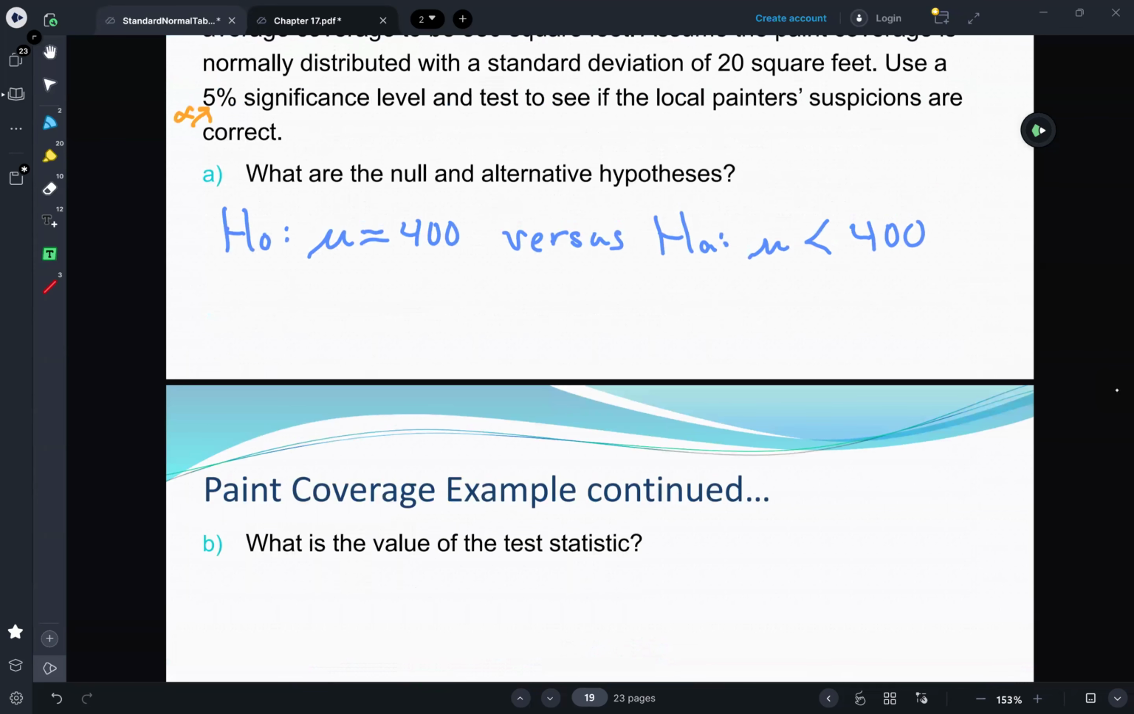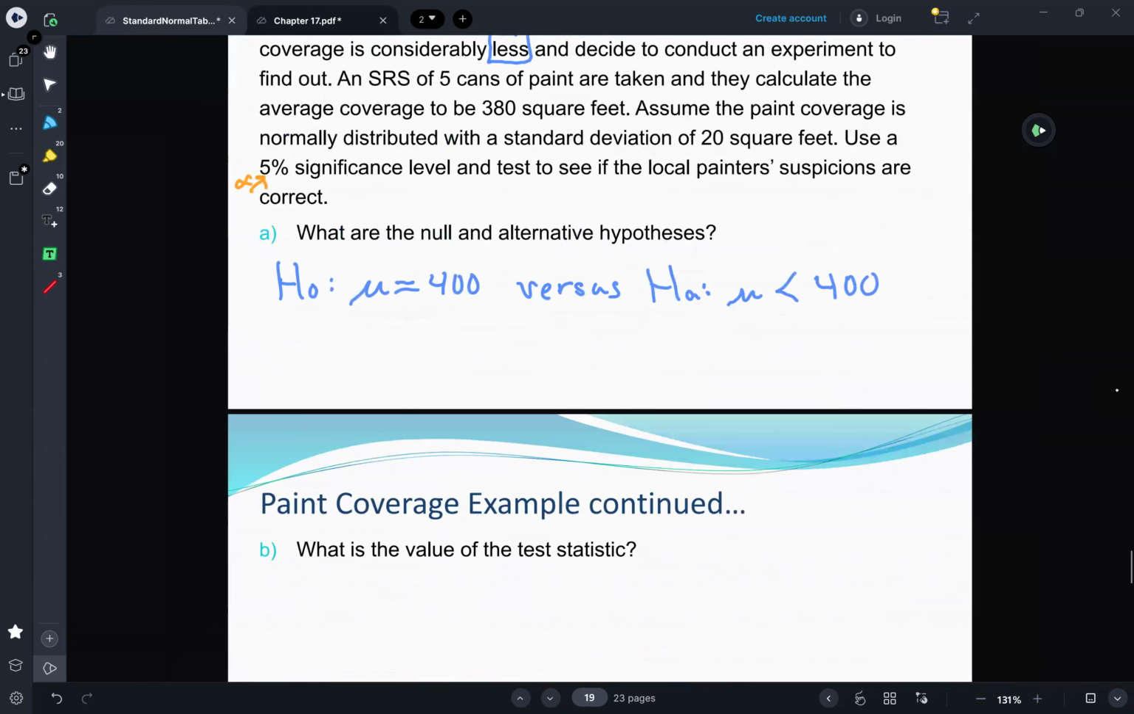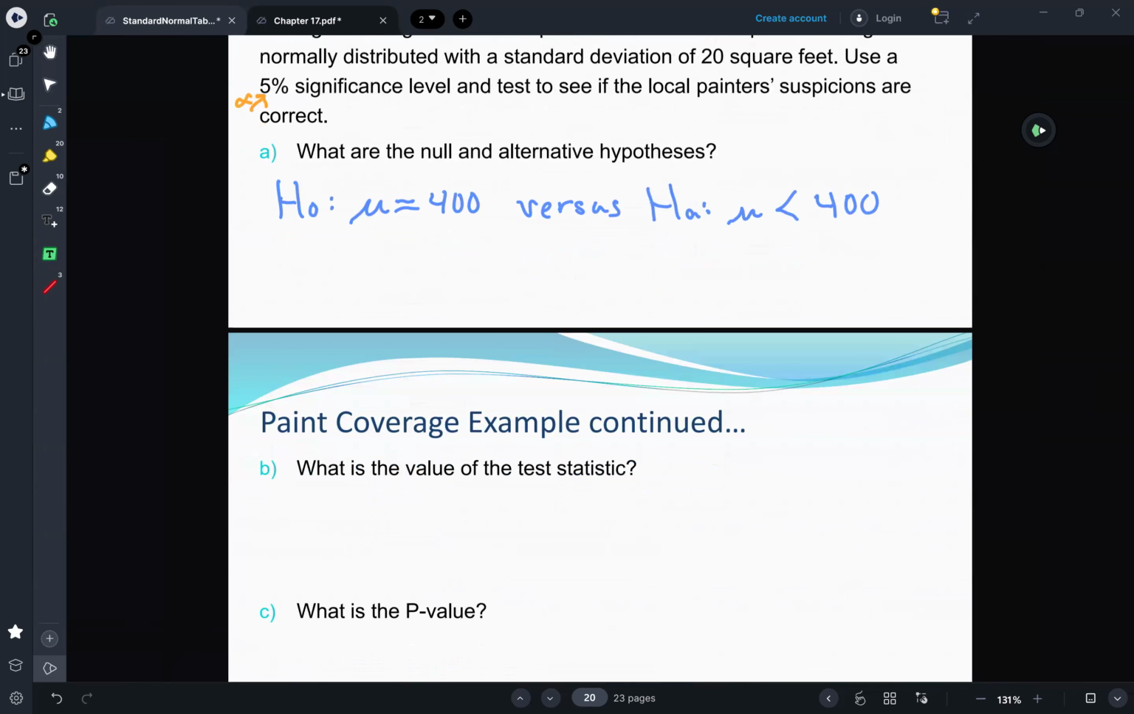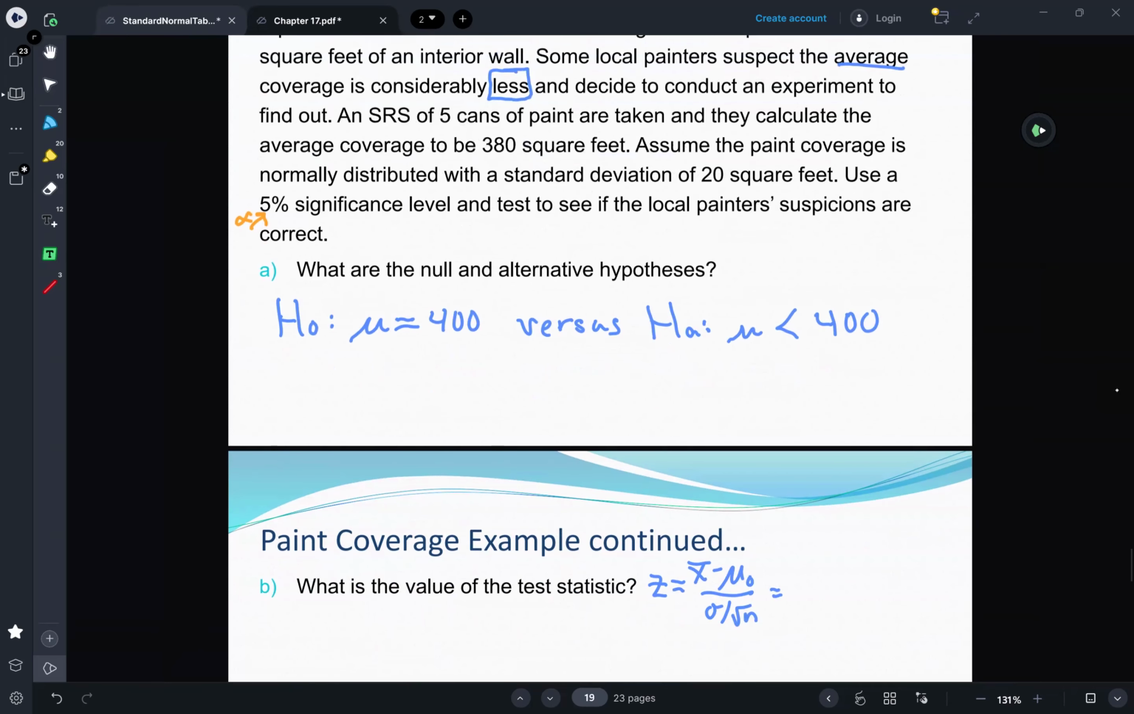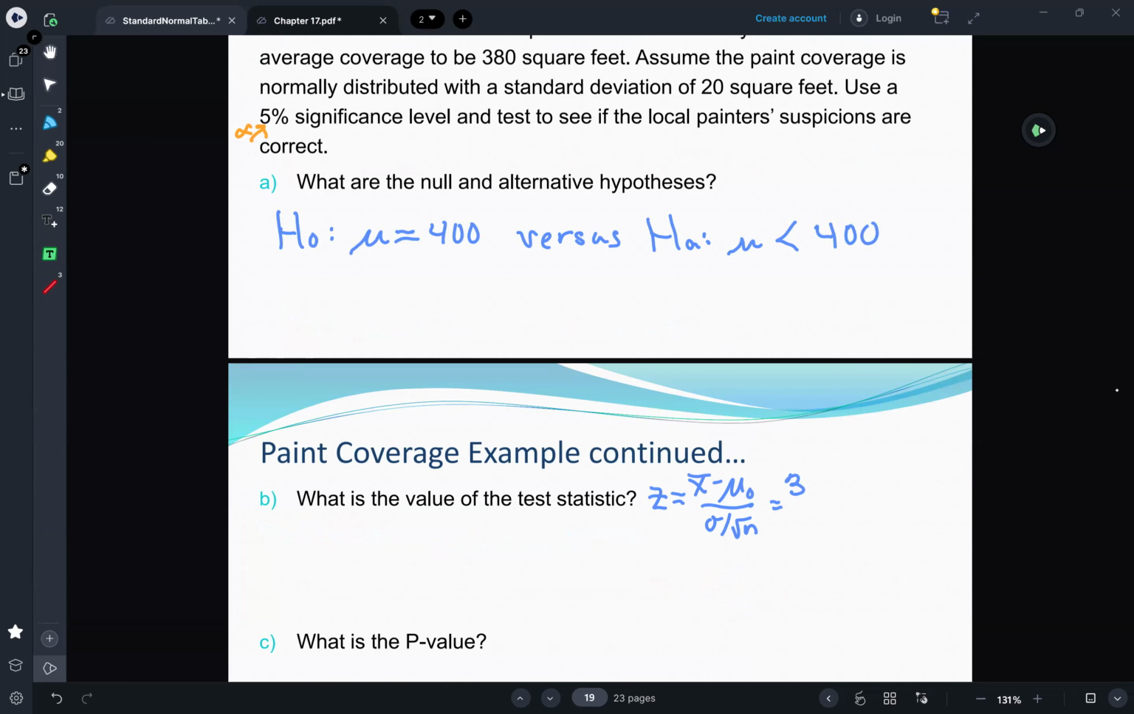Part B, what is the value of the test statistic? So let's get that. So we know that the test statistic is Z, X bar, subtract mu naught, divided by sigma over square root n. Let's grab all those pieces. What do you think X bar is? Now that in words is our sample mean. So what would you put in for X bar? 380. Let's put it in. Yes, 380, sub that in.